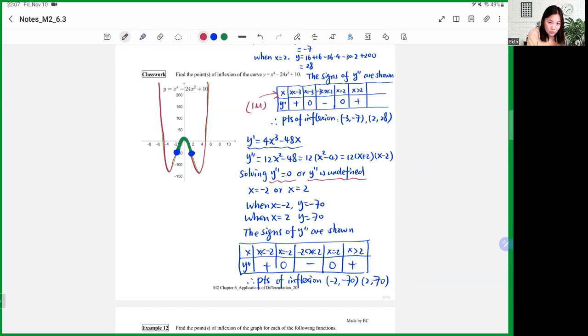There are two solutions. You need to check the value of y because I need the points. And then you need to check the concavity. In this case, it's concave up, concave down, and concave up. On the graph, you can also see it. The red parts, they're concave up. The green part is concave down. So there are 2 points of inflection.